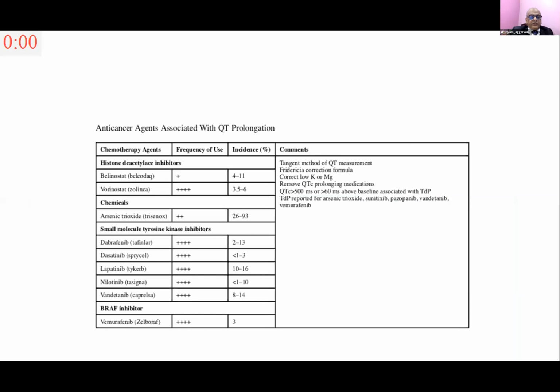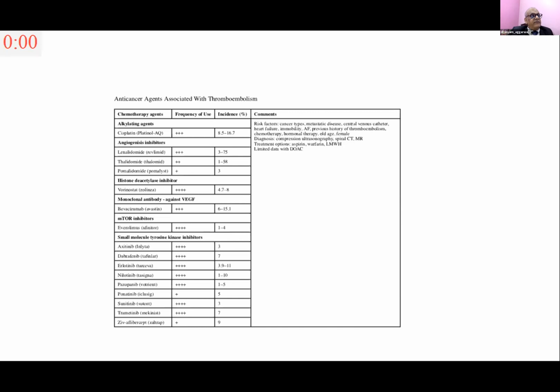Next. So I think the list of these drugs is long. For QT prolongation, you can see arsenic trioxide, dasatinib, lapatinib, which we so frequently use, nilotinib, vandetanib, and vemurafenib, a BRAF inhibitor. So the list of these drugs is adding up, and we need to stay updated. Next, please. Thromboembolism I have not touched because I know a lot of drugs which we use, like lenalidomide and platinum and thalidomide. We need to be careful, bevacizumab, and there's a long list of drugs, along with drugs like warfarin or ecosprin.